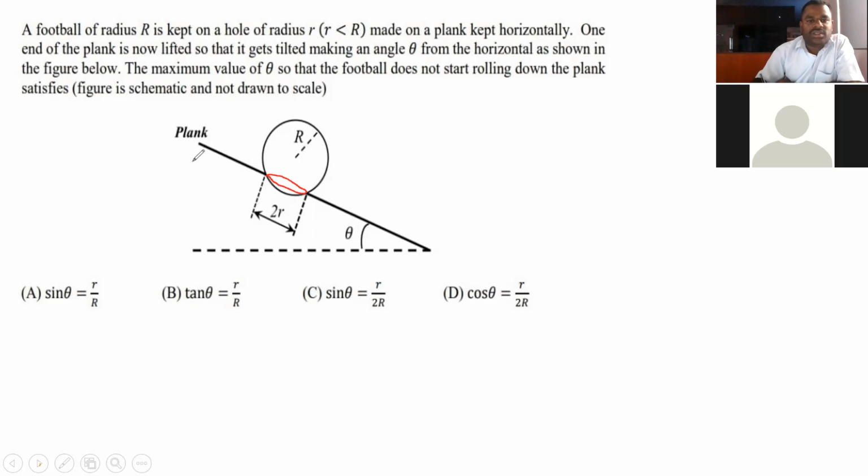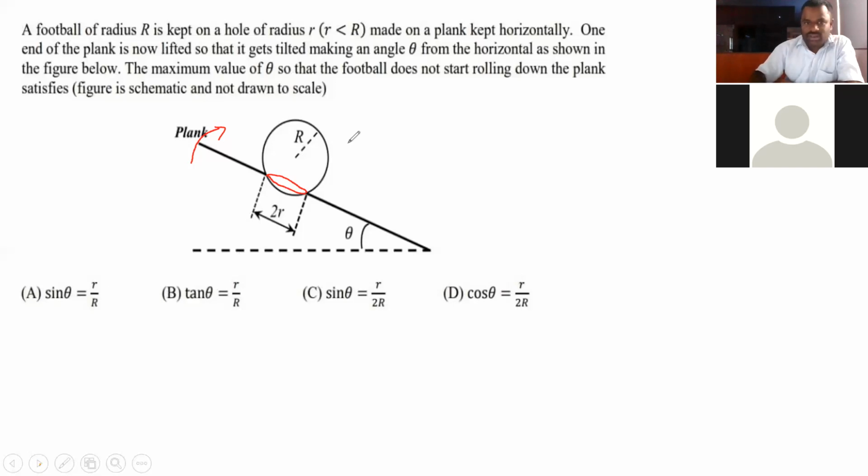Now what we are doing is, this plank we are tilting from the horizontal so that it makes angle theta with horizontal. As theta increases, at a certain value of angle theta, this ball is ready to roll down. So just before it is ready to roll down, what is the angle theta? The maximum value of angle theta is given. For that angle theta, the relation between the radius of the hole and the radius of the ball is given. Which option is correct, we have to find.